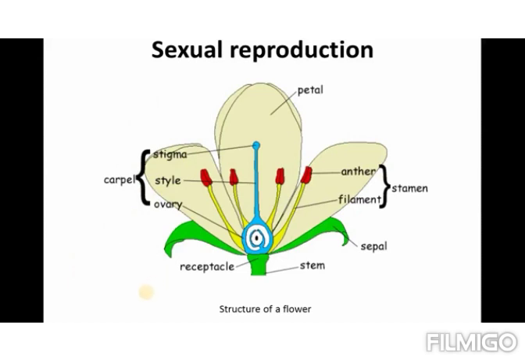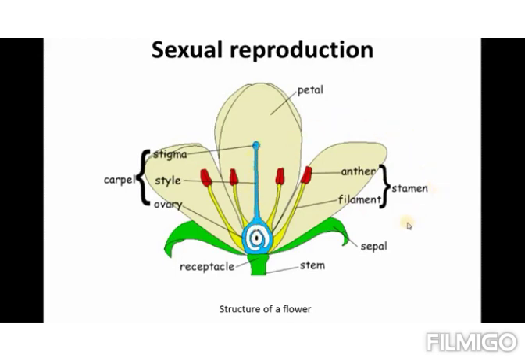The upper swollen one is called the stigma, then this tube-like structure is called the style, and the lower swollen one is called the ovary. Inside the ovary, the ovule is there, and inside the ovule, eggs are there, which take part in fertilization.